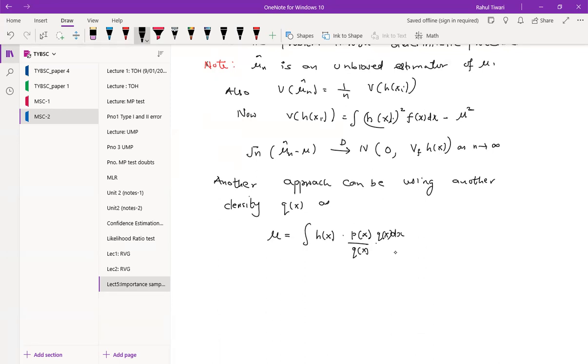Now, if you look at this particular integration, I can write it mathematically as the integration of h of x p of x upon q of x, as one term, into q of x dx. And this I can write as the expected value under q of h of x p of x upon q of x.